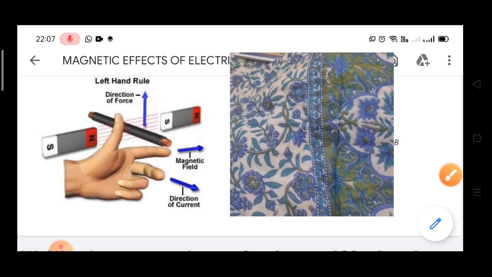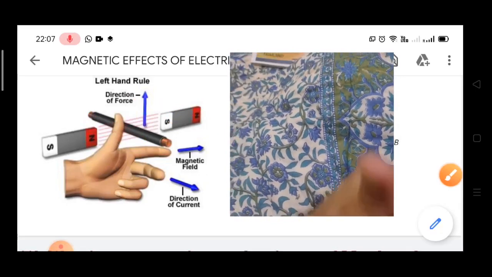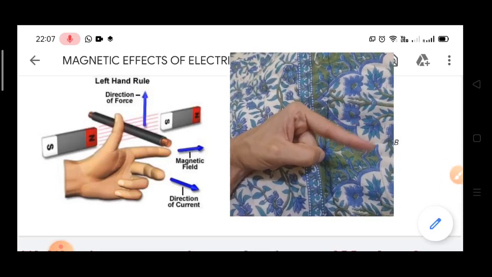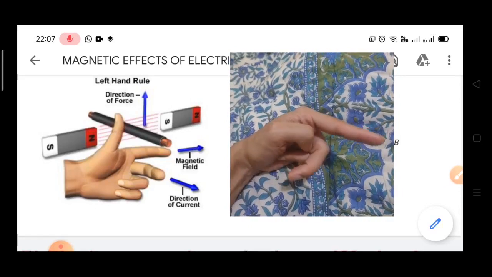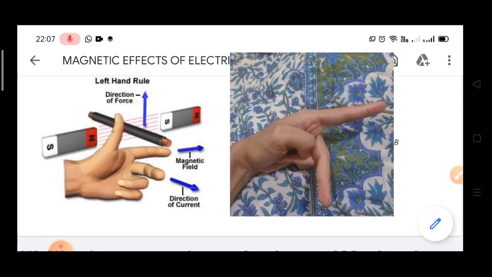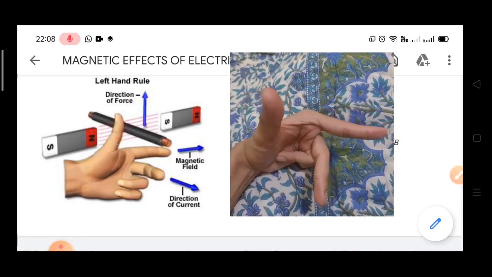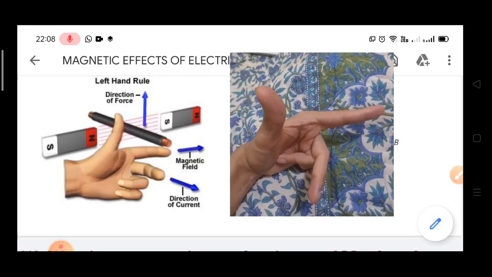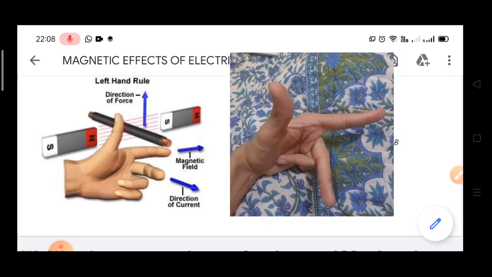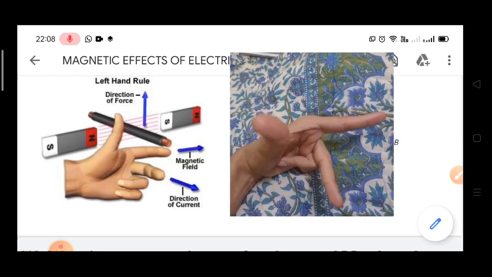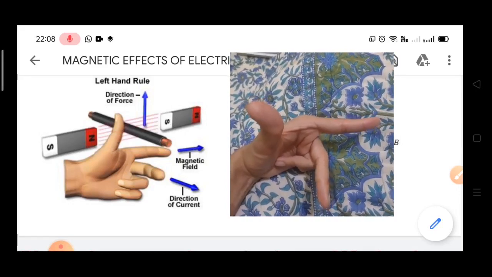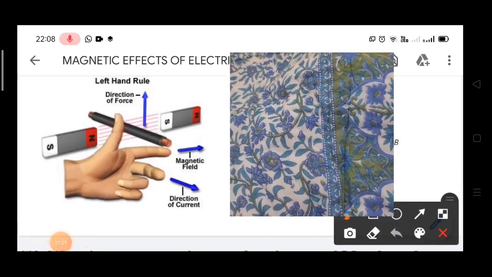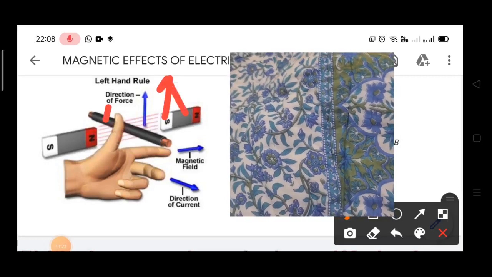Okay, so now use Fleming's left hand rule. Look at my hand. My forefinger is giving the direction of magnetic field, my middle finger is giving the direction of current, and my thumb will give the direction of force. So in this figure you can see the magnetic field is from north to south, and the current direction is this. So the force on this rod will be upwards, as you can see. This rod will move upwards.